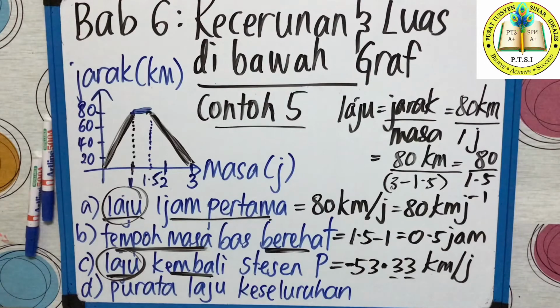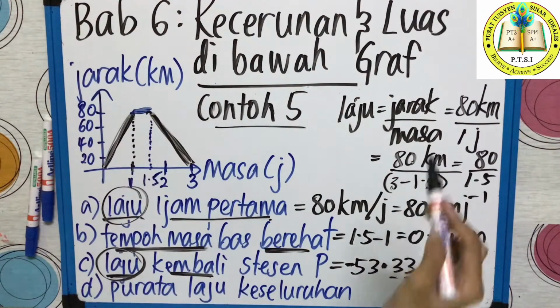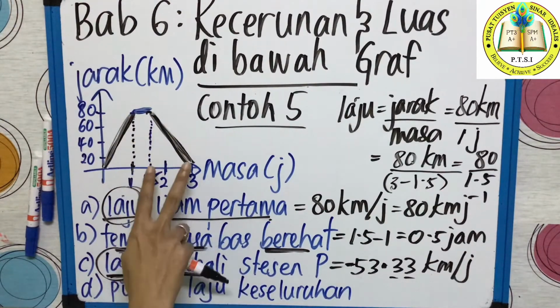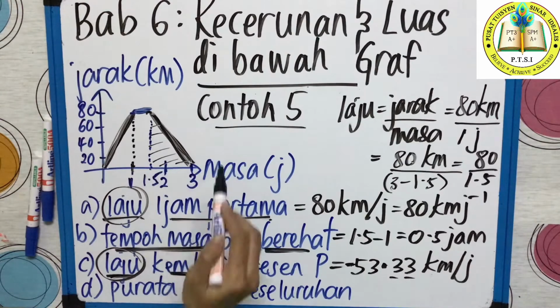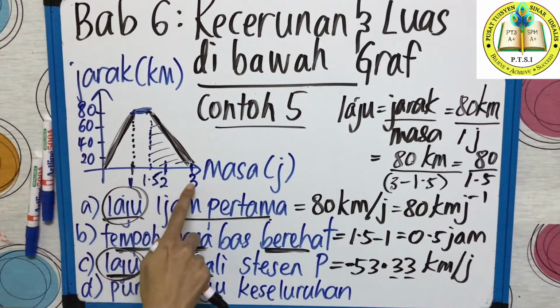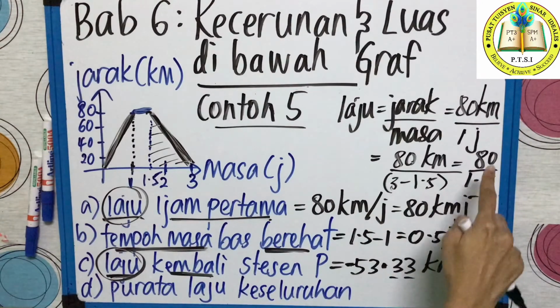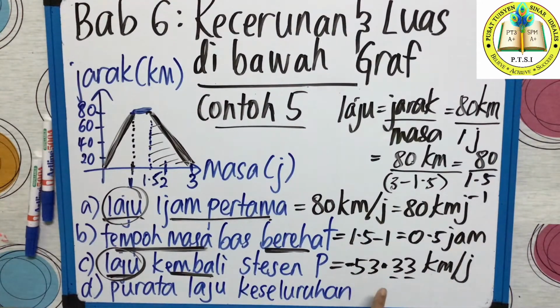So you just remember, sometimes you see the textbook there, they put 0 minus 80. You can follow that also, but teachers making it easier. Jarak 80, so you put 80. Divide by massa. The last line is this part, right? So when we talk about this part, here is 1.5, here is 3. So the massa kamu tolak, 3 tolak 1.5, you get 1.5. When you divide, you get 53.33.